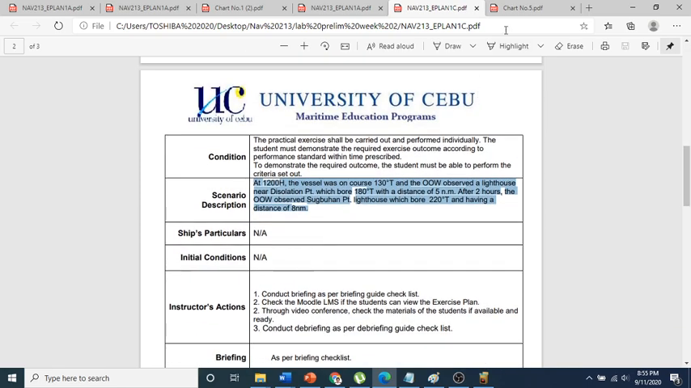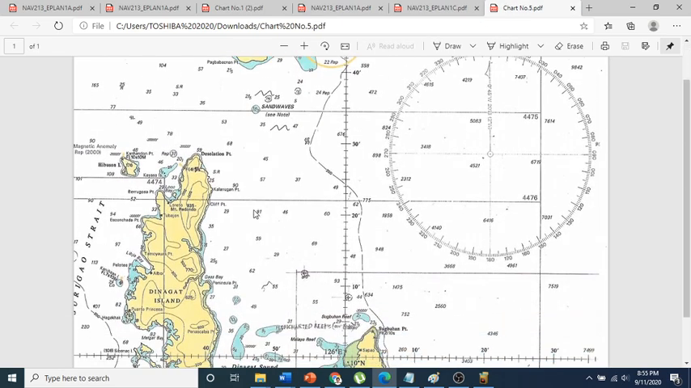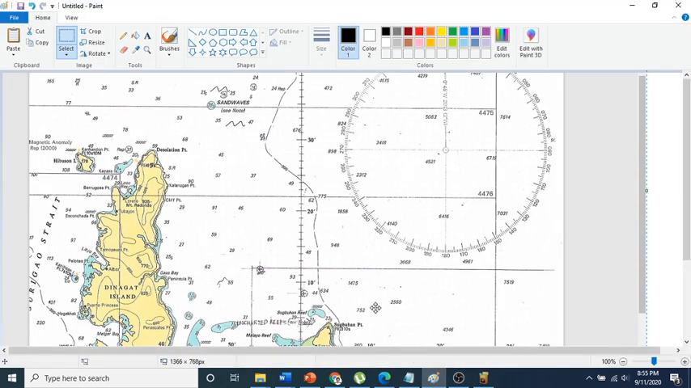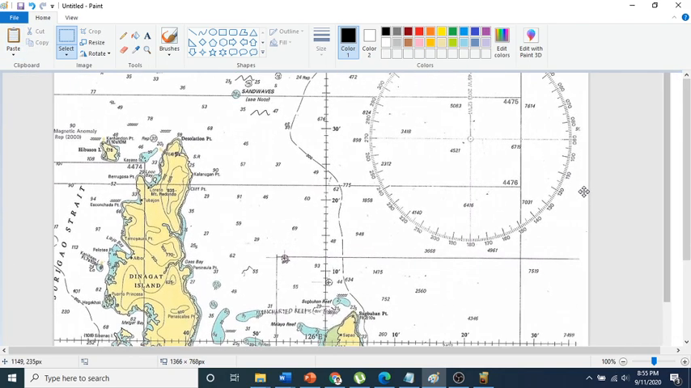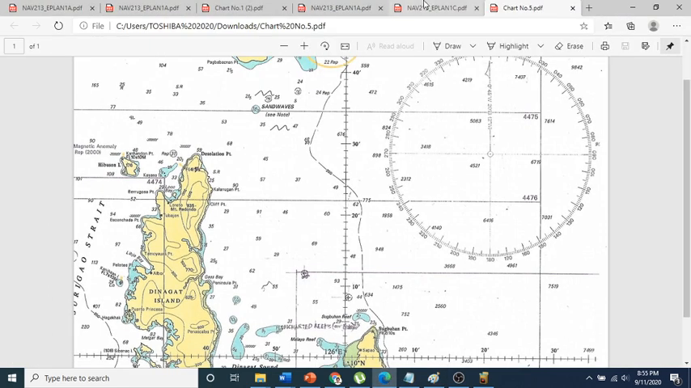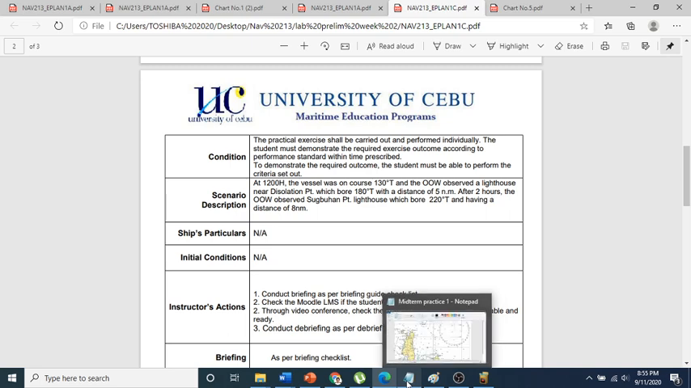Having read that, let's go now to chart number 5. So this is chart number 5. In the scenario, the E-plan says at 1200 the vessel was on course 130. The OW observed a lighthouse near Desolation Point which bore 180 degrees with a distance of 5 nautical miles.